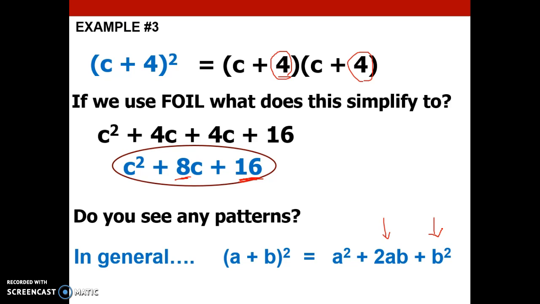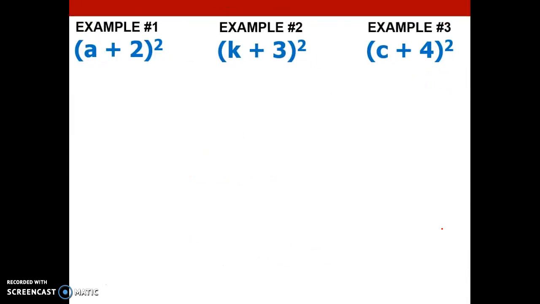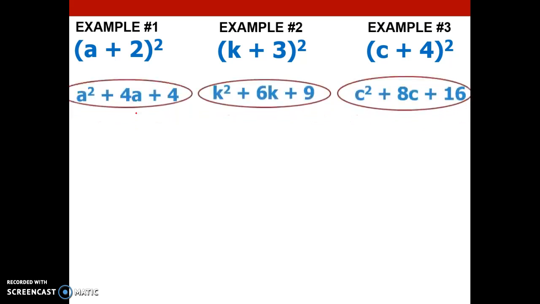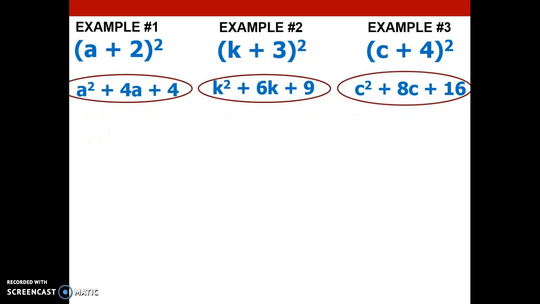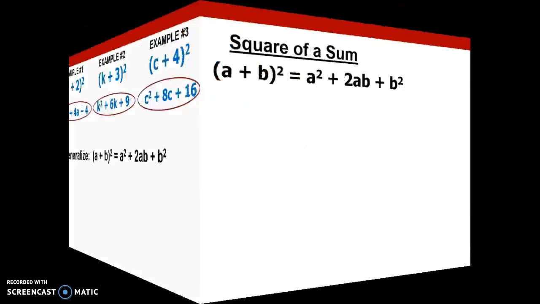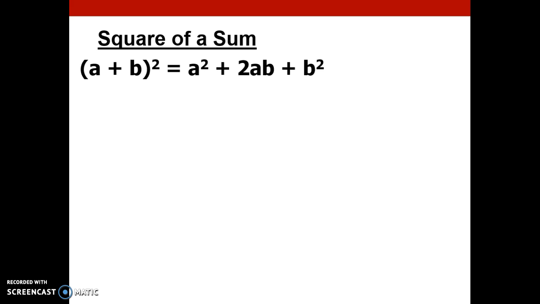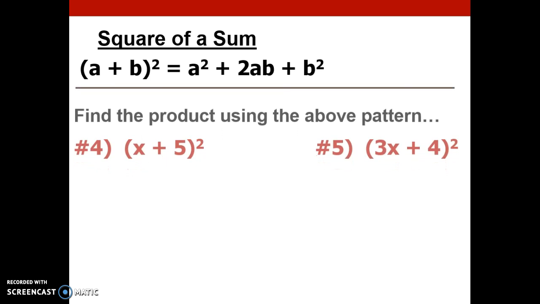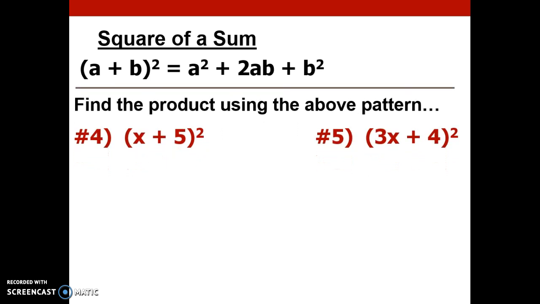We don't need to FOIL if we see this pattern because we know how it's going to come out every time. If you look at these three without foiling, I can tell you the answer to them. The first one is going to be A squared plus 4A plus 4. The second one, K squared plus 6K plus 9. The third one, C squared plus 8C plus 16. That's where this general formula is coming from. And there it is right there, the square of a sum, or as I like to call it, the sum of squares. Okay, go ahead and try to find the product using the above pattern of these. Do not FOIL. Just go ahead and try to use that pattern to get these answers.